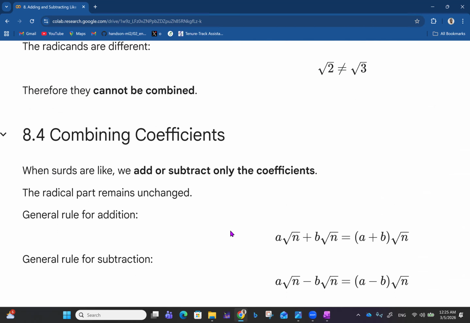So the general rule for addition is such that a root n plus b root n is equal to a plus b, root n, because the radical part is common to both. It's more like it's a kind of factorization in a sense. So same goes for subtraction. A root n minus b root n would just be more like factorizing root n, and you have a minus b, root n. So like that.